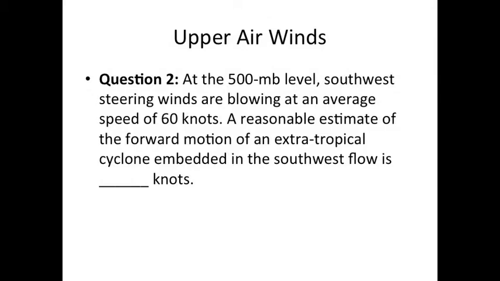For question 2, take this problem. At the 500 millibar level, southwest steering winds are blowing at an average of 60 knots. A reasonable estimate of the forward motion of an extratropical cyclone embedded in the southwest flow is blank knots.